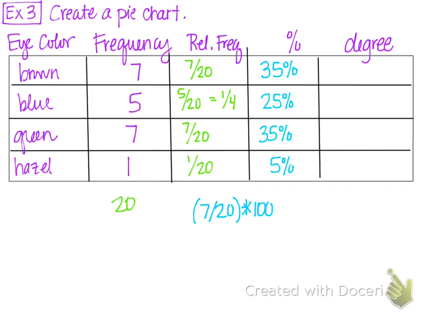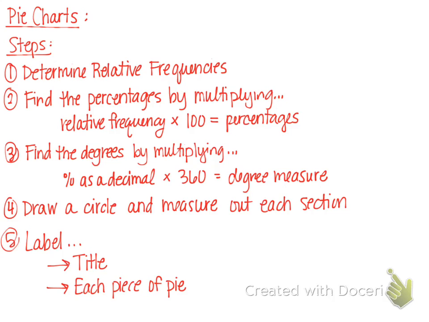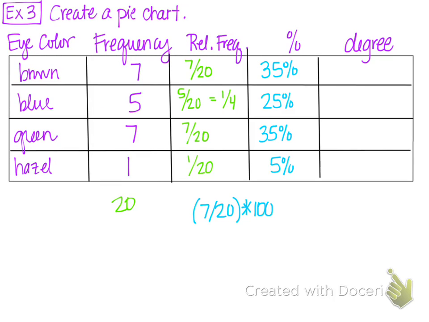And the way you can check these is you can add all these up and make sure you're adding to 100%. Now sometimes you might have rounded a little differently and you might have 99% or 101%. So just adjust accordingly. The next step says that we need to find the degrees by multiplying the percent as a decimal times 360. So our percentages, we just found them. Like for the first one, for 35%, we're going to say 0.35 times 360. And round to the nearest whole degree. So you get 126 degrees.